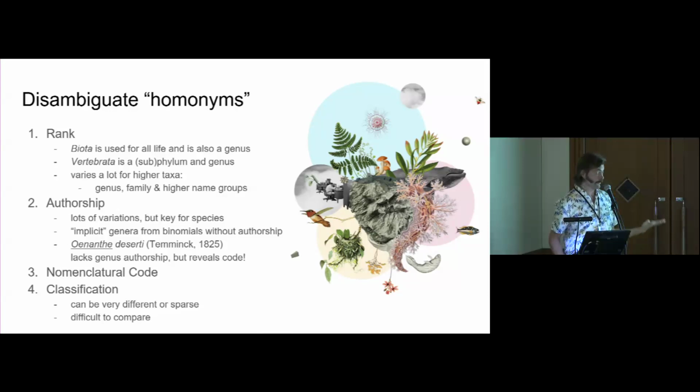Authorship, if existing, is obviously a way to disambiguate. That's really important for species. But with genera, you often just see a species name and you have to somehow place it with this implicit genus that is part of the species, and that obviously does not come with the authorship. It comes with the authorship of the species, but not with the genus itself.